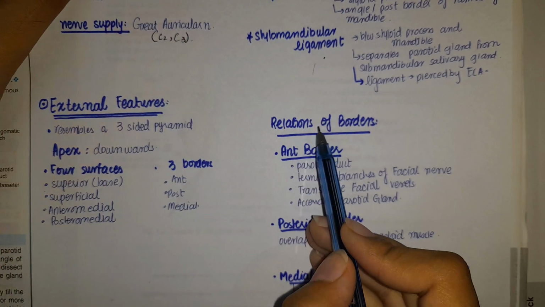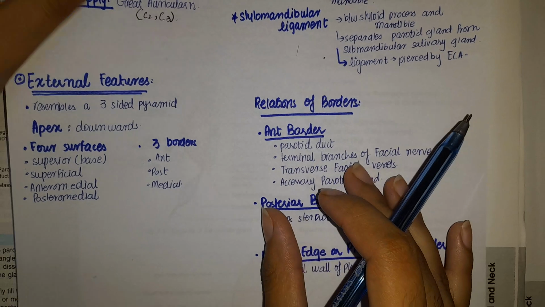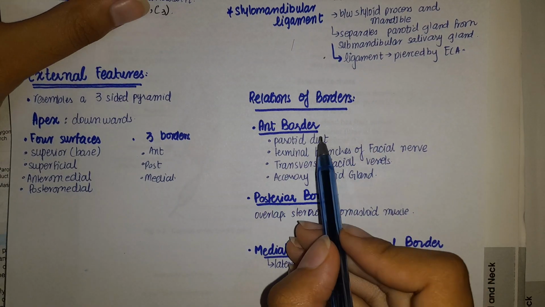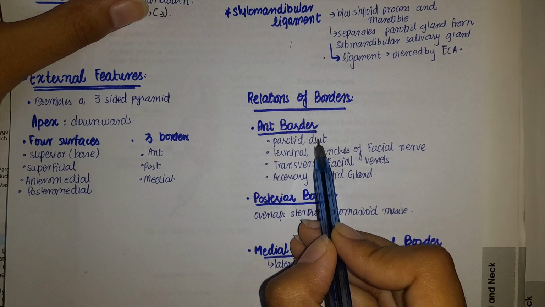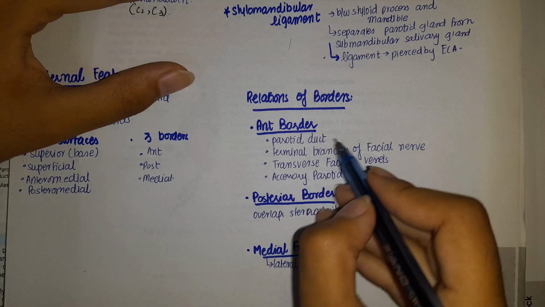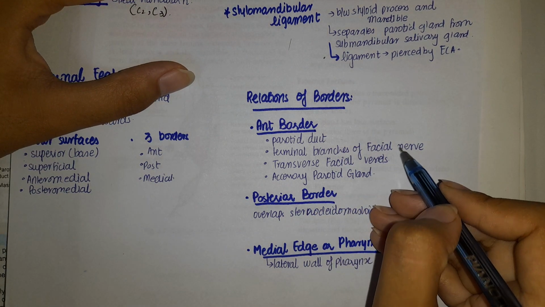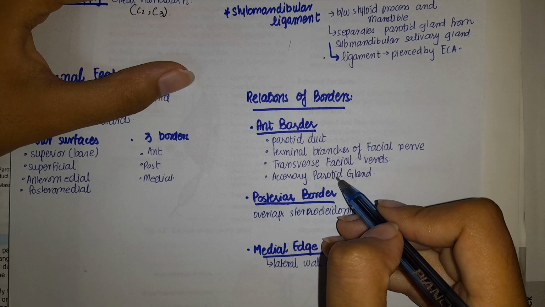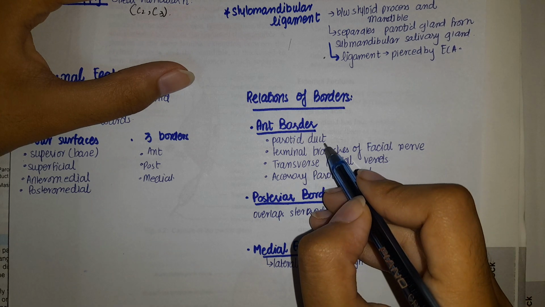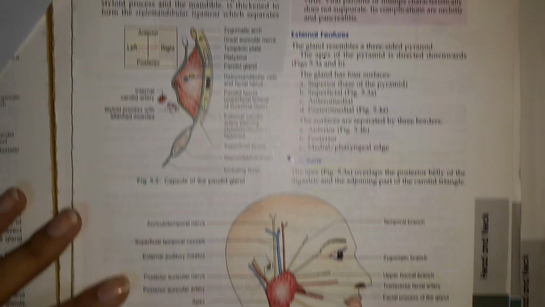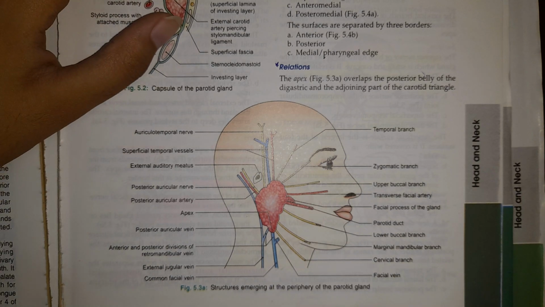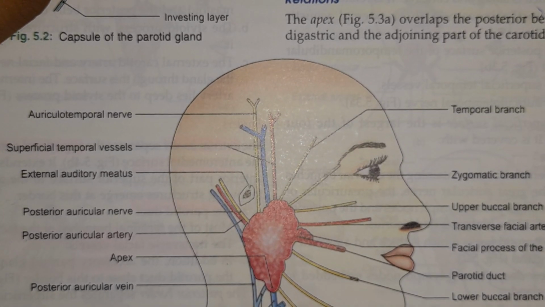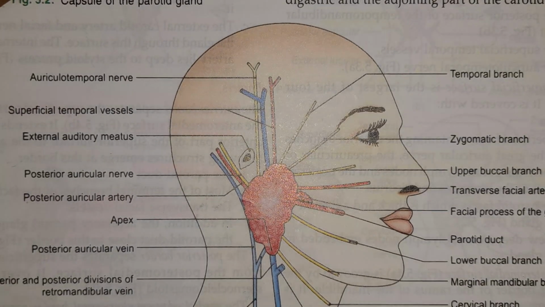Now we will talk about relations of the borders. First of all, we have the anterior border. The anterior border is mainly related to terminal branches of the facial nerve, then the facial vessels, then there is the accessory parotid gland and its process, and the parotid duct. Over here in this diagram that is also given in your BD, we can see all the parts that are related to it.